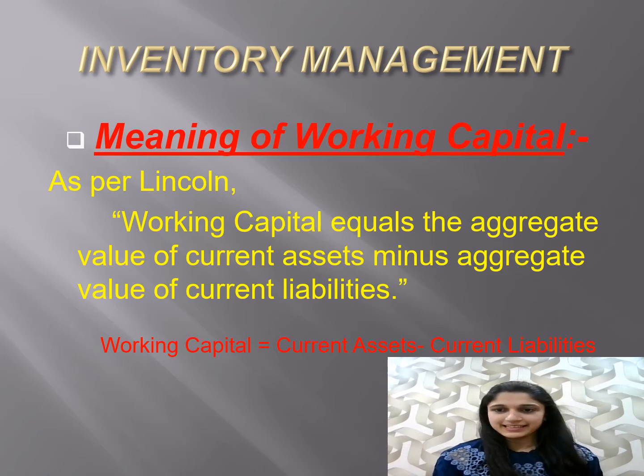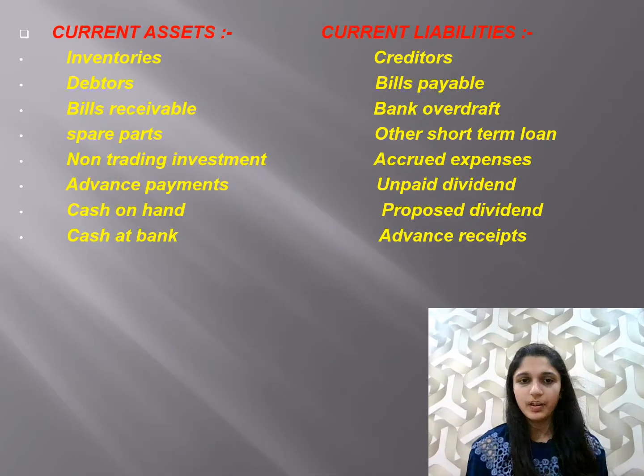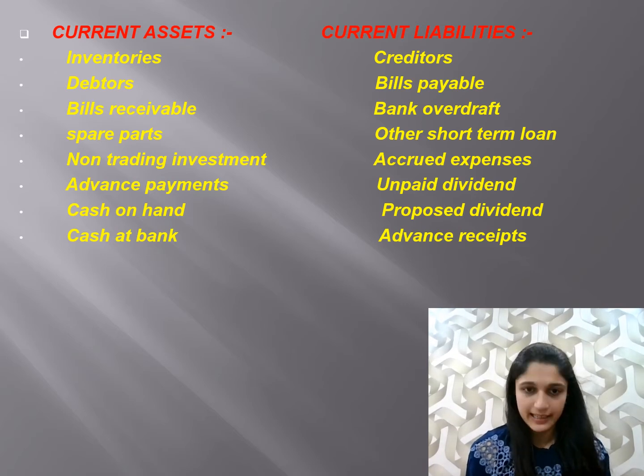We move to the next slide. Now, here is the list of current assets and current liabilities. In the current assets, first one is inventories, then debtors, bills receivable, spare parts, non-trading investments, advance payment, cash on hand, cash at bank. All these items are included in current assets.